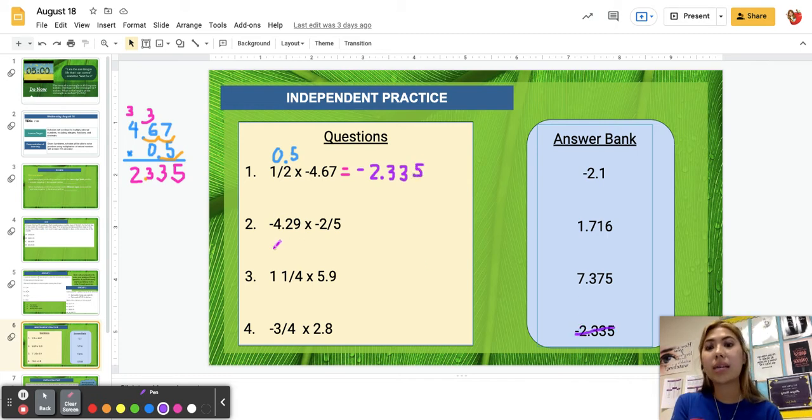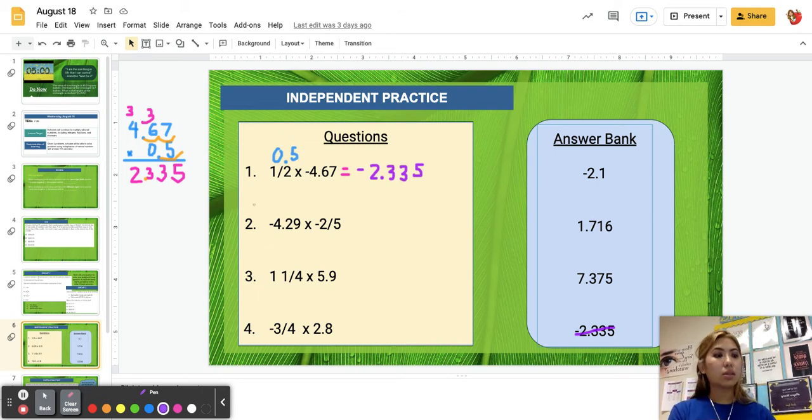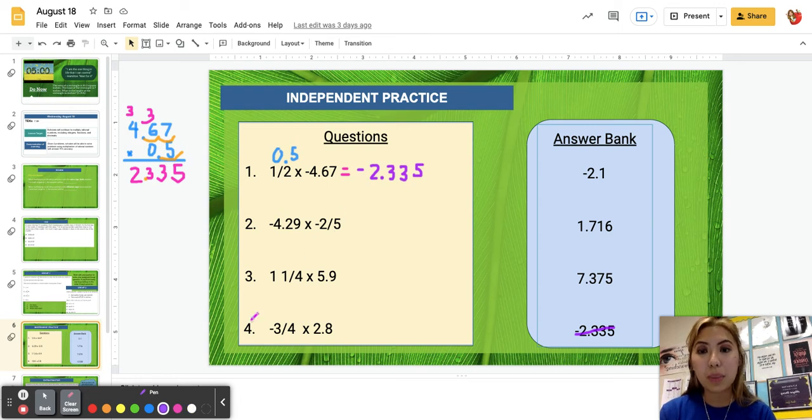Okay, now on to the second one. Think about how you would solve this problem. Take a second. You should have been thinking, oh, I have to turn that negative 2 fifths into a decimal. And if you divide 2 divided by 5, I'm not going to take the time to do that right here, right now, but you're going to get 0.4. And because it was negative 2 fifths, as a decimal, it's going to be negative 0.4.